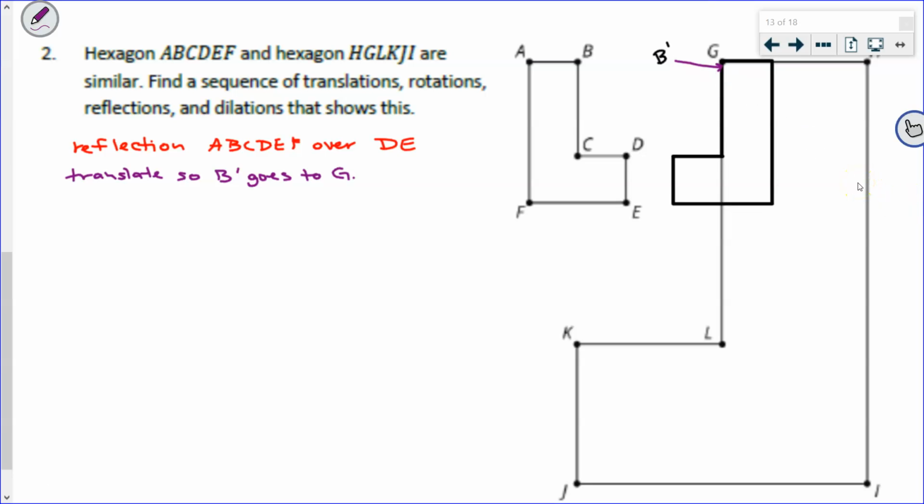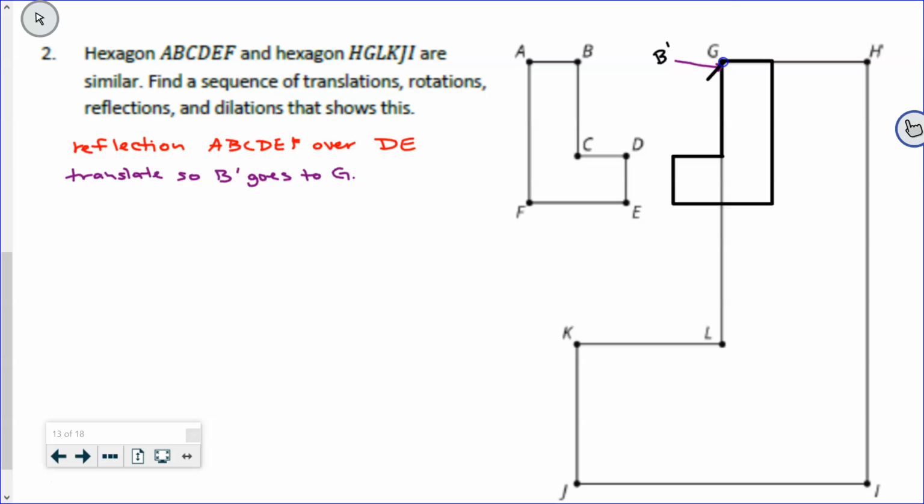What would the center of dilation be now? Can you see it? Landis? No? Cole? It would be G. Eyes on the screen. Take a look at this. Do you see how G and B prime already line up? That's a good sign. That's probably the center.